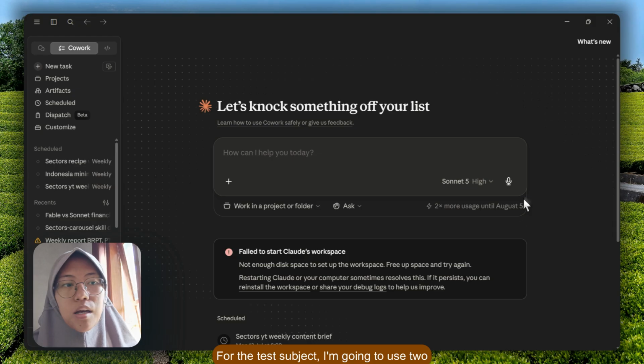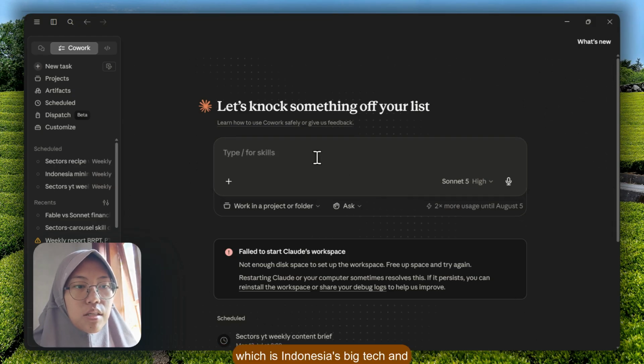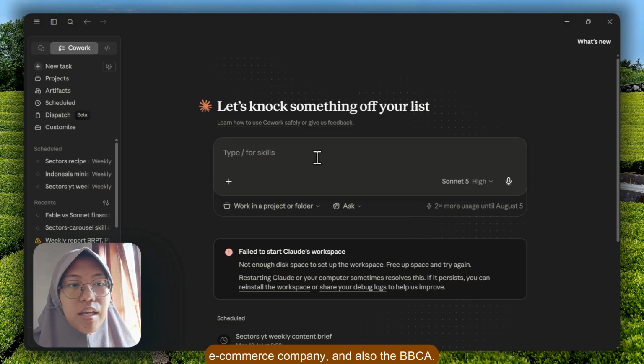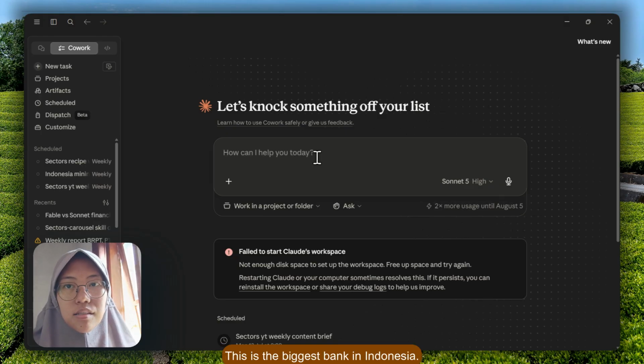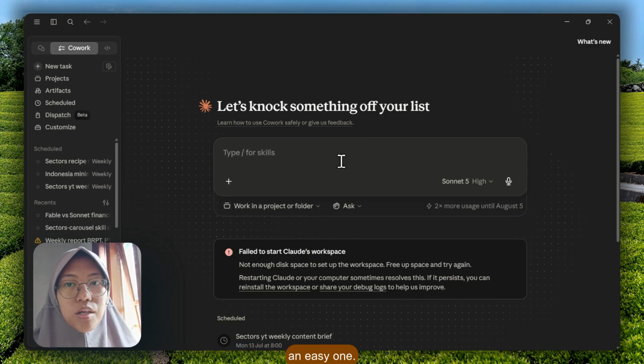For the test subjects, I'm going to use two totally different companies. The first is GoTo, which is Indonesia's big tech and e-commerce company, and also BBCA, the biggest bank in Indonesia. They're from different industries, different everything, but that's kind of the point. I want to have a real comparison, not just an easy one.